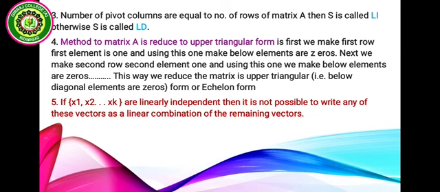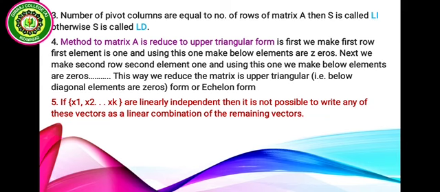So method 2: matrix A is reduced to upper triangular form. How is the given matrix reduced to upper triangular form? First we want the first element of the first row to be 1. By using that, we make the elements below it zeros. Next we want the second element of the second row to be 1, and by using that we make the elements below it zeros. This way we get non-zero diagonal values and zeros below. That form is called upper triangular form or echelon form.